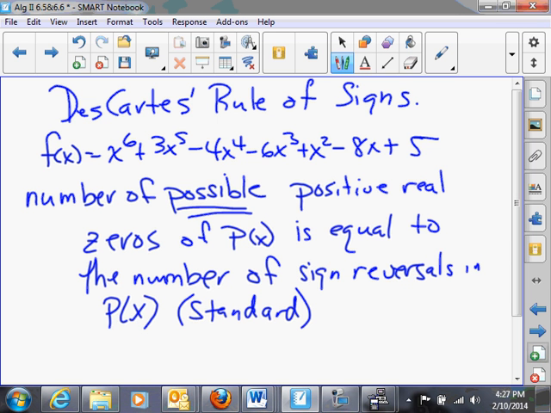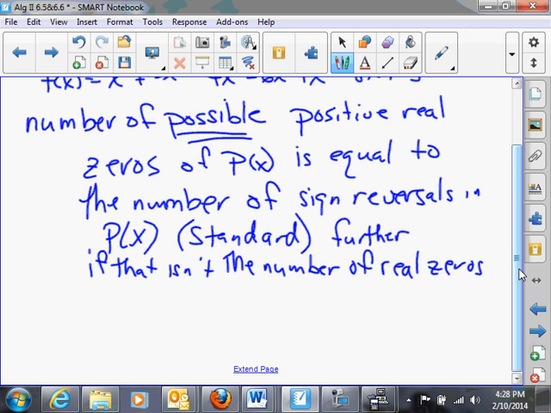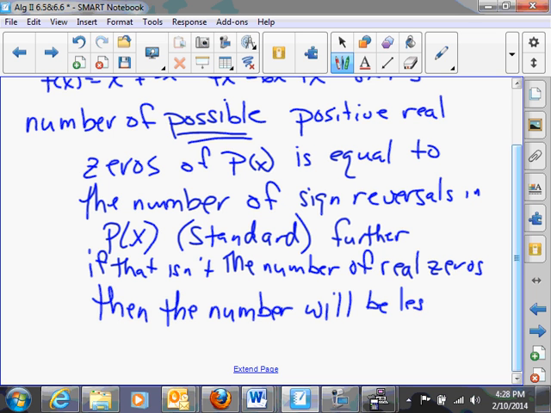All right, so now let's, further, if that isn't the number of real zeros, then the number will be less than that number by an even number.